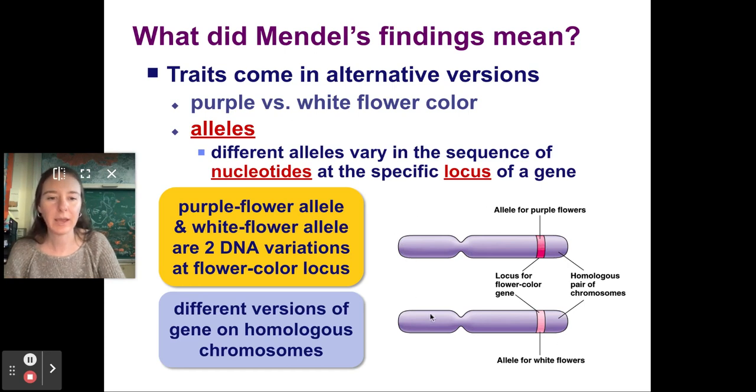If we zoom in really closely to the chromosomes, let's say this one was from the pollen and this one was from the egg, you'll see that on the piece of the chromosome here at the top, there is something called an allele. Now, what is an allele? It is a sequence of DNA.